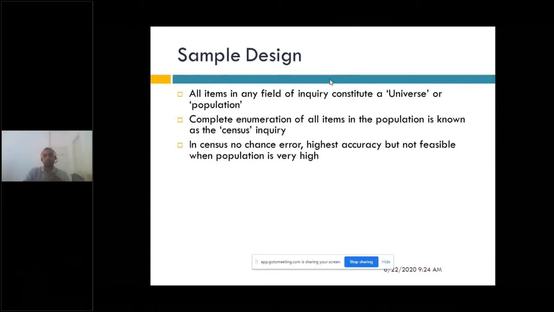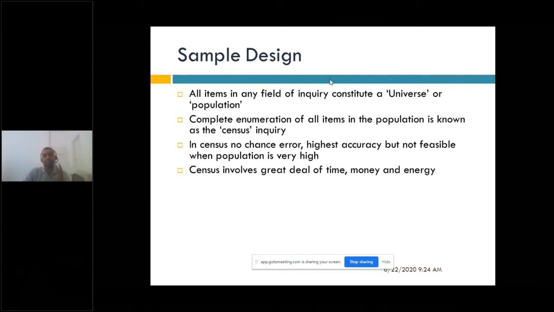But sometimes it's not possible to go for census when the population is very large, and whenever we are going for any research, many times we have limited resources in terms of money, in terms of time, in terms of human resource support. So it is not possible to go for census always. That's why, as an alternative, we go for sampling.